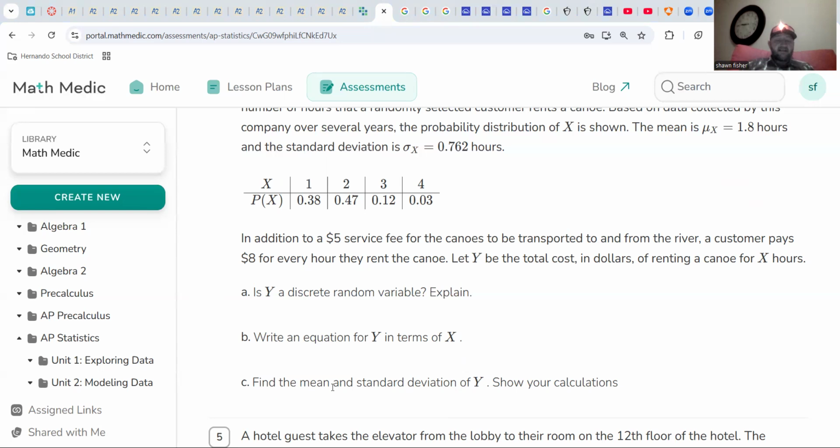Our new mean, because it does get affected by multiplication, and it does get affected by addition and subtraction, is 19.4. Okay. Our standard deviation only gets affected by multiplication. So we're going to say 8 times our old standard deviation, 0.762, and it should be 6.1, 6.0. I don't know if they rounded it there or not.